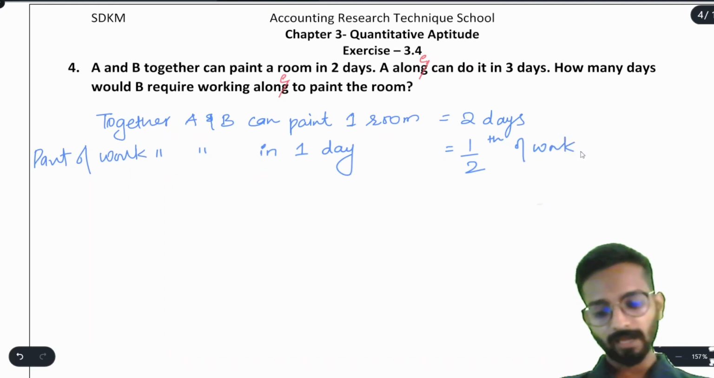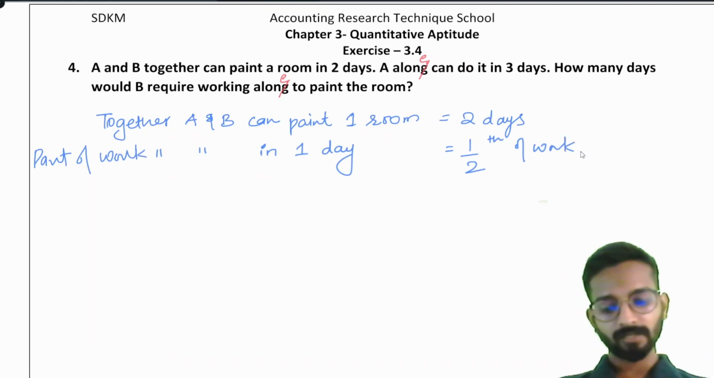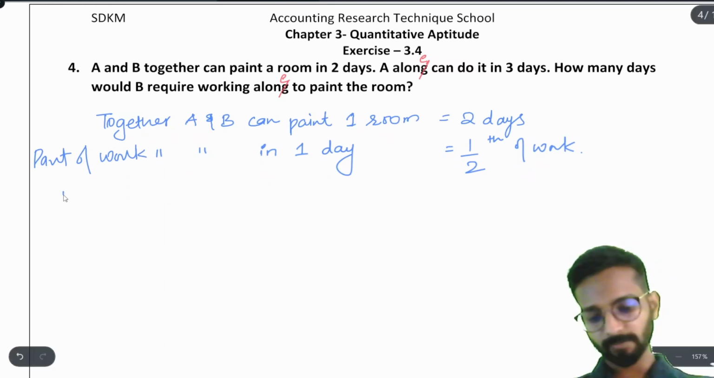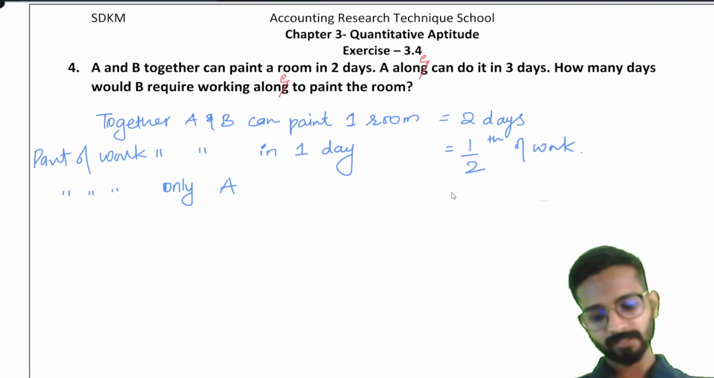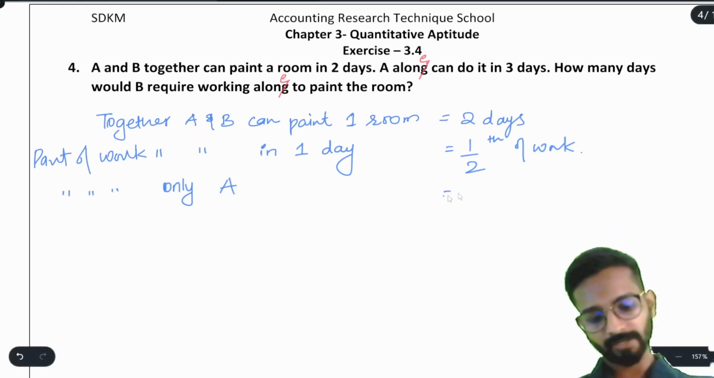Now, why we have written this? See, together A and B in 1 day can do 1 by 2 of the work. Alone A, if I say part of work by only A is how much? 3 days. You can write here 1 by 3 of work.